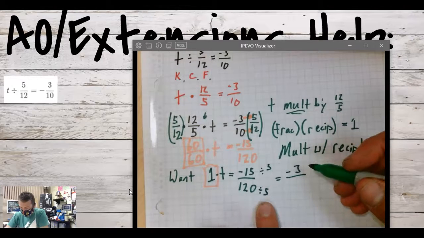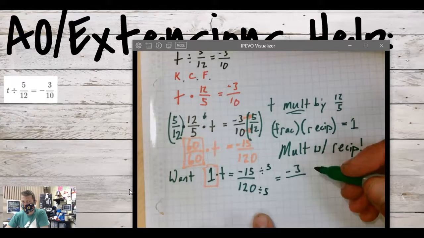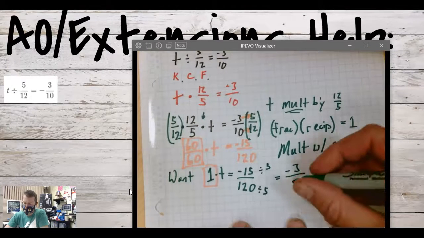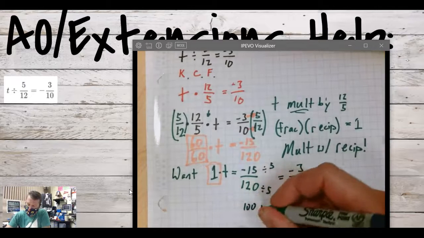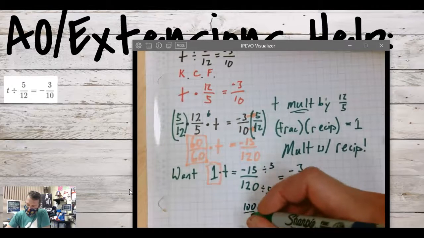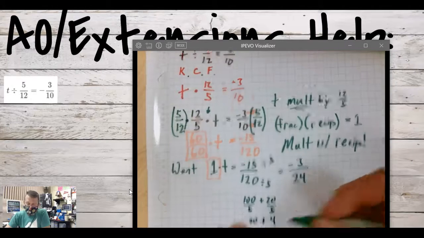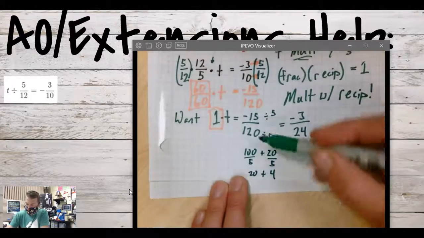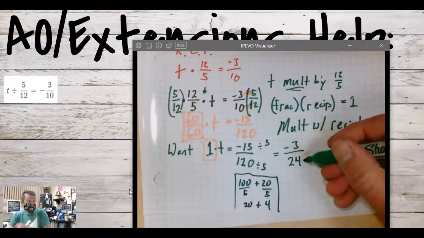So 120 divided by 5. 100 divided by 5 would be 20. 20 divided by 5 would be 4. So I think we get 24. I just broke up the number 120 and divided the parts separately by 5. That got me 20 plus 4. That was the little process I did in my head for that division. So I get negative 3 over 24.